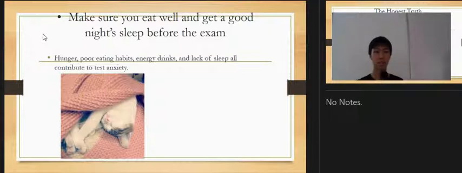And next, make sure you eat well and get a good night's sleep before the exam. Hunger, poor eating habits, energy drinks, and lack of sleep all contribute to test anxiety.